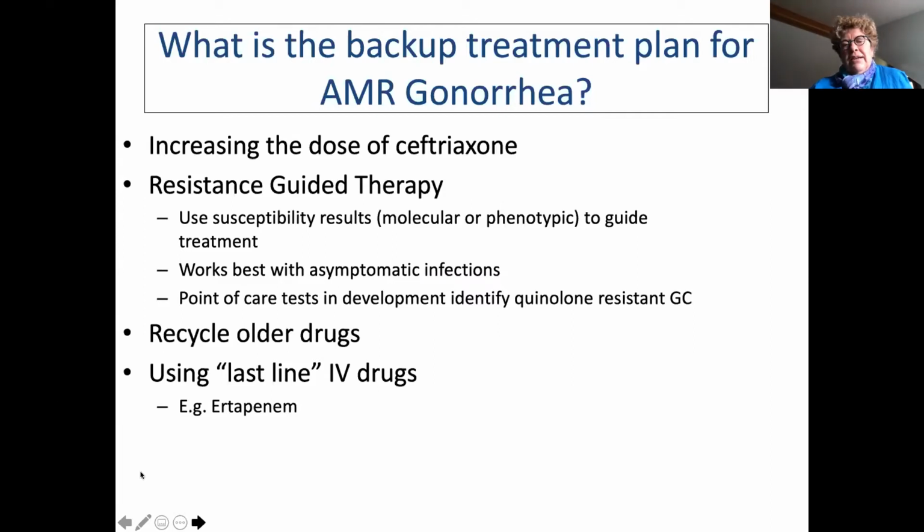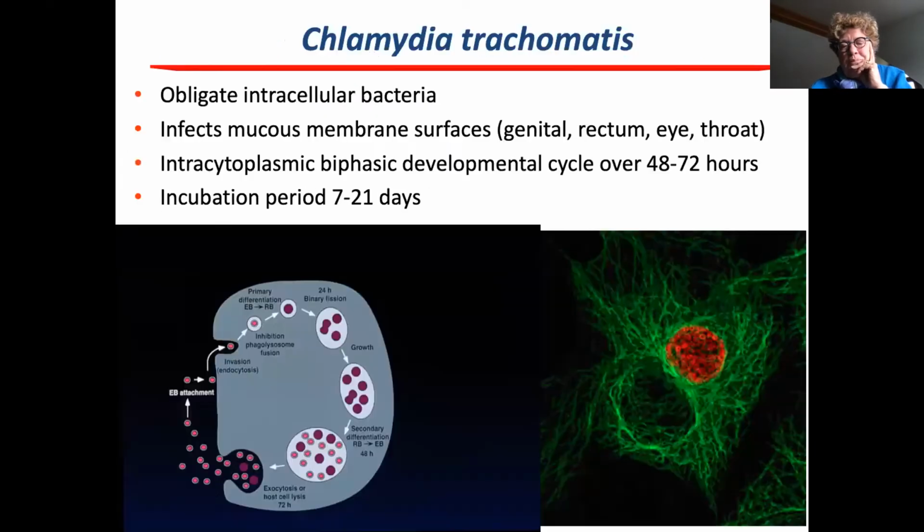And there are tests that are being developed to give real-time point-of-care results for is GC present, and if so, does it have resistance at this point, looking at quinolone resistance. There's possibility of recycling older drugs like aztreonam or using carbapenems and ertapenem as an example, which was used in the case of some highly resistant drug bugs in Europe.